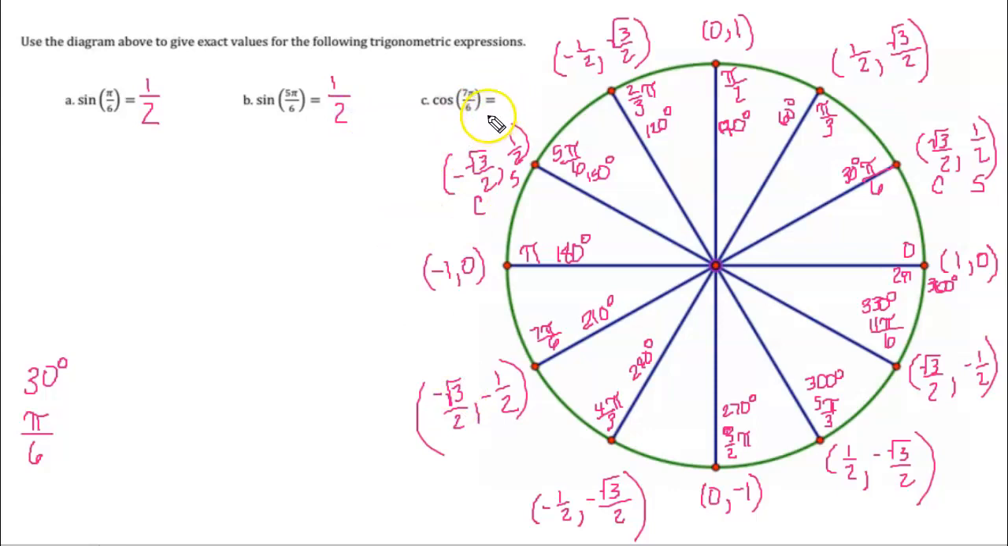Cosine of 7 pi over 6. So 7 pi over 6 is this angle. We know cosine is the x value and sine is the y value. So cosine is equal to negative square root of 3 over 2.